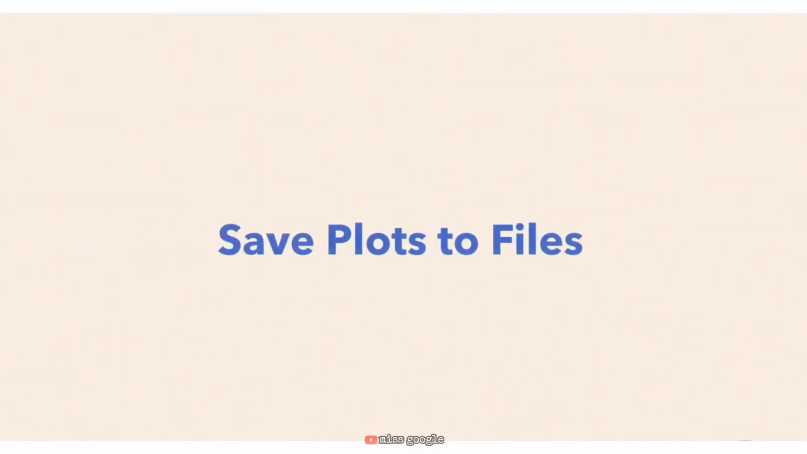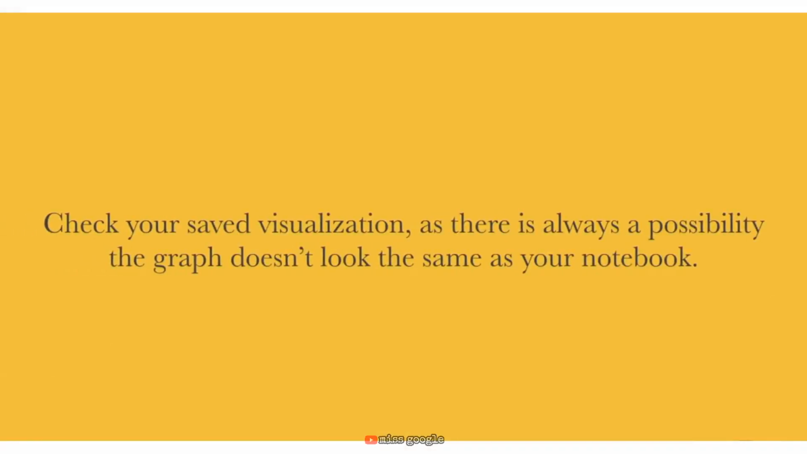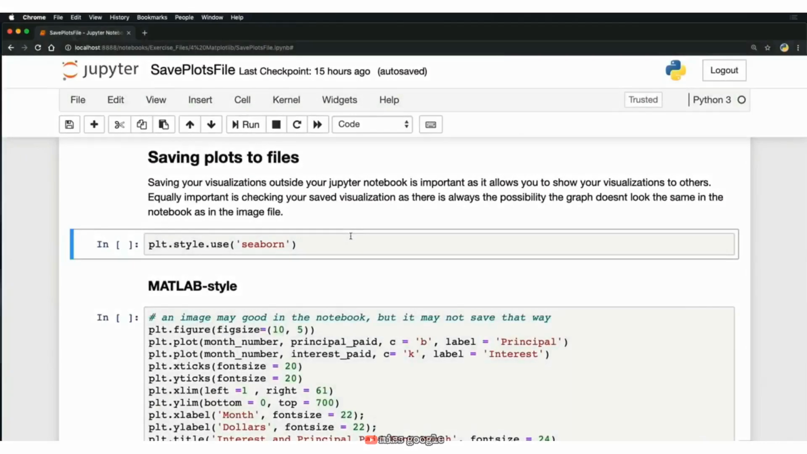In this video, we're going to go over how to save your plots to files. Saving your visualizations outside your Jupyter notebook is important as it allows you to show your visualizations to others. Equally important is checking your saved visualization, because there's always a possibility the graph doesn't look the same in the notebook as in the image file. So the first thing we're going to do is use a Seaborn style in Matplotlib for this notebook. This will make our graph more aesthetically pleasing.